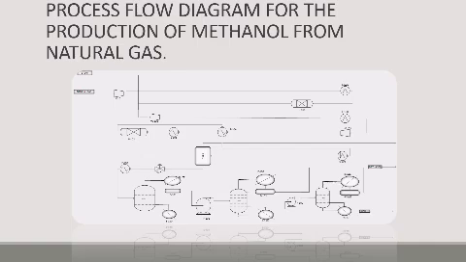On the process flow diagram for the production of methanol from natural gas, we have two raw materials, that is the steam and natural gas, entering a reactor, and it gives out two products, that is methanol coming out as the main product from an outlet and another byproduct, that is water, coming out from another outlet.